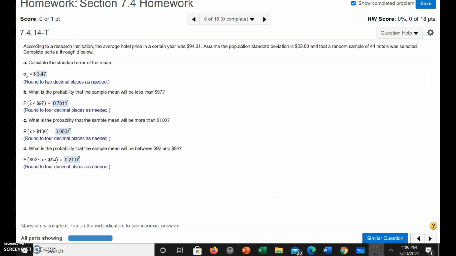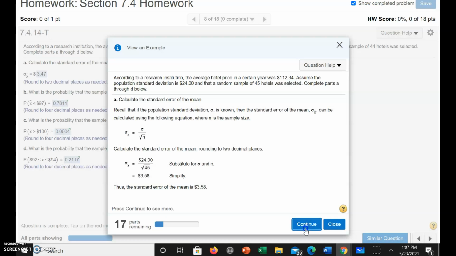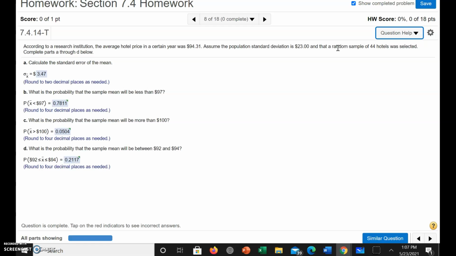In this problem, I'm not going to work all of this. I just want to look at part D just to review how to calculate probabilities of it being in between. So you have to calculate the standard error of the mean to get your z-score. And there is one problem on here, and I don't think it's this one. Let me look. Yeah, it's not this one. So once we get our z-scores, we're going to get our probabilities using Excel. So our average hotel price is $94.31.